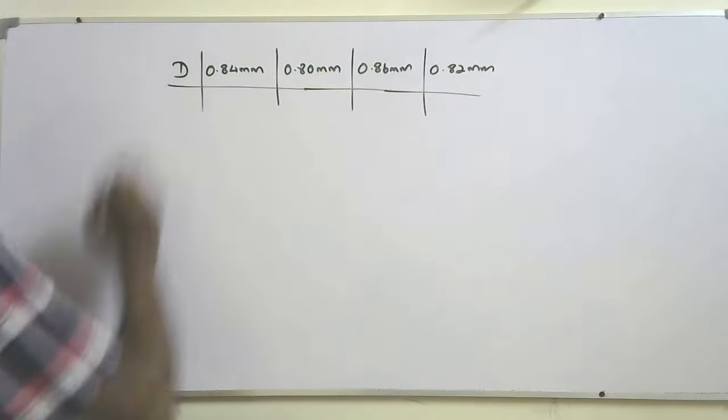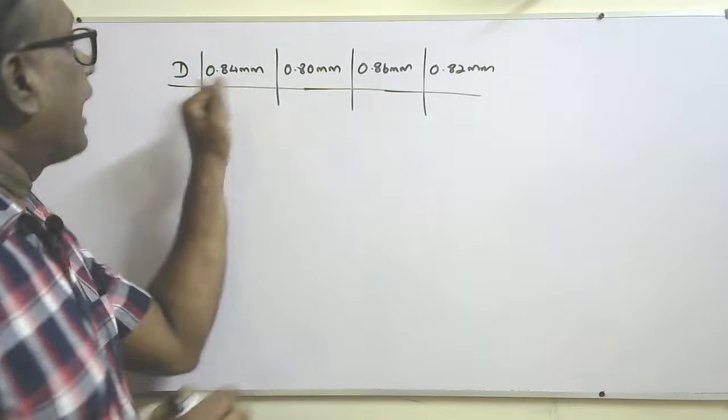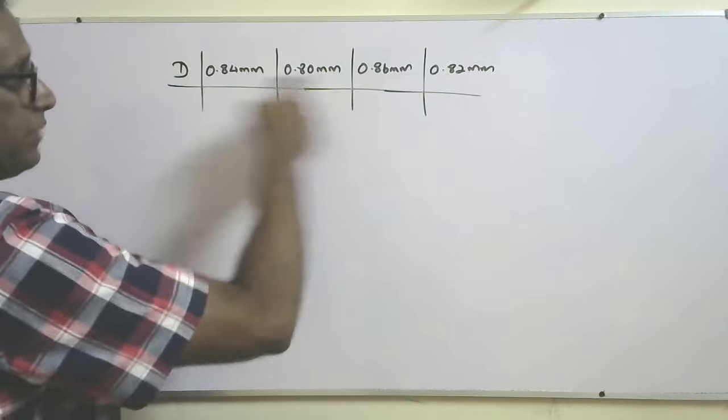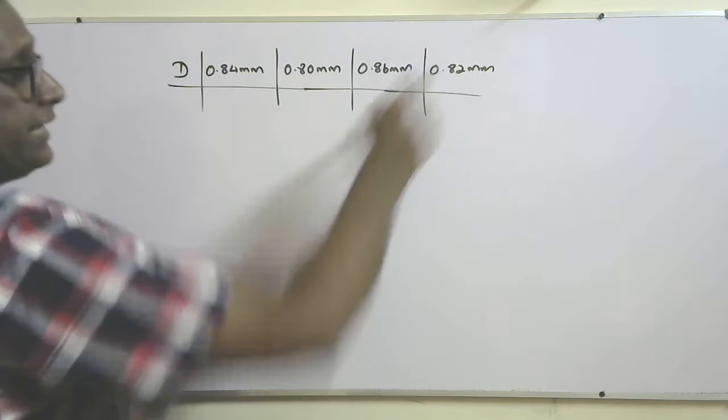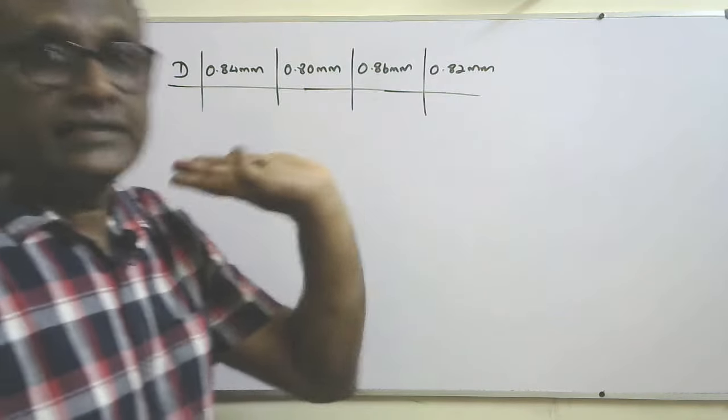So how to find the uncertainty, percent uncertainty? Normally after having these repeated measurements, we find the mean value, you know, add everything, divide by the number of readings. Here only 4 readings are given. So add everything, divide by 4, you will get the mean diameter.